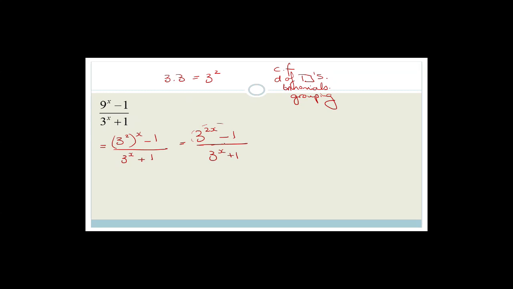And now this is special, because this is the sum and difference of two squares. Because 9^x could be rewritten, I could write this as 3 to the x all squared. In fact, let's do that. It becomes 3 to the x all squared minus 1, all over 3 to the x plus 1. So now the first term is squared, the second term is squared, and there's a minus sign. So we're looking at the sum and difference of two squares.